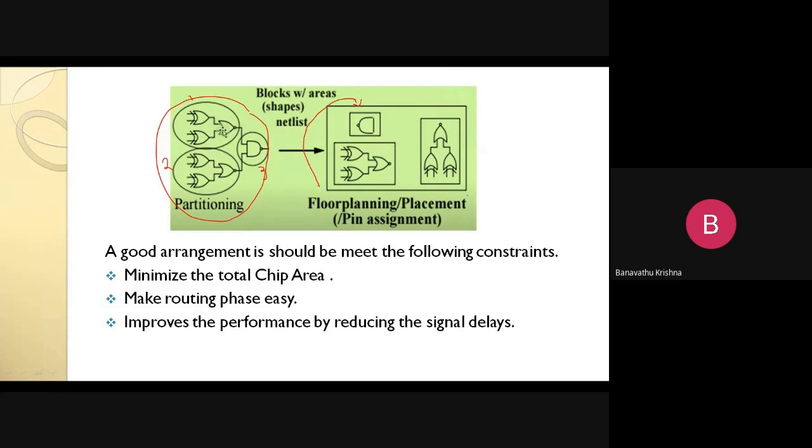Okay, this is our floor planning, and whatever we have done in partitioning, those partitioned modules are going to be placed in this floor planning. That is the placement, right? This is the way of representing the modules. This part is one module: the first module, second module, third module. We are going to represent them in this way.